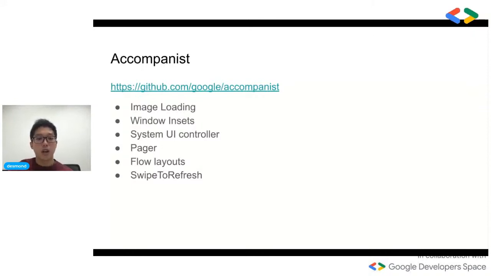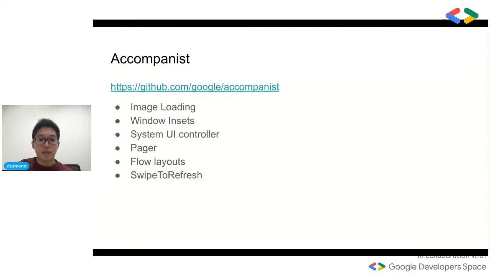It also provides some utilities for reacting to window insets, such as the status bar and the navigation bar, and it also includes the keyboard insets as well, which was introduced recently, right? This allows us to build our apps with edge-to-edge UI. There are also some layouts such as ViewPager and flow layouts or swipe to refresh, which are not provided by the Compose team at the moment. However, these features are provided here in this library.